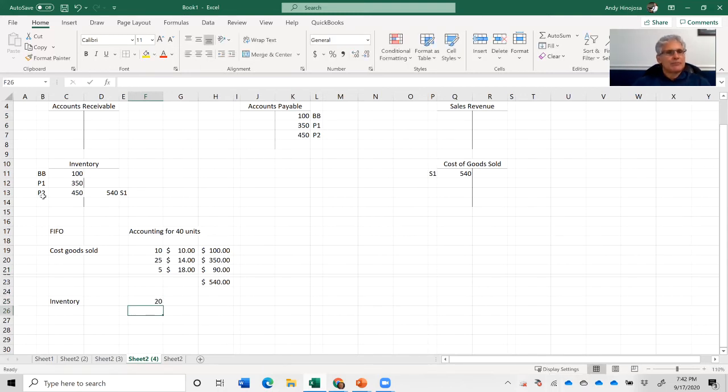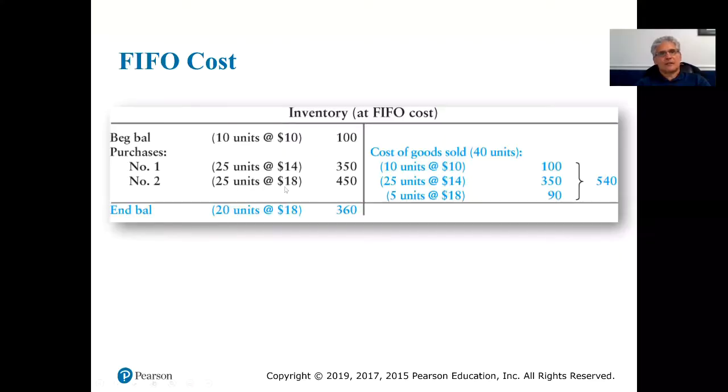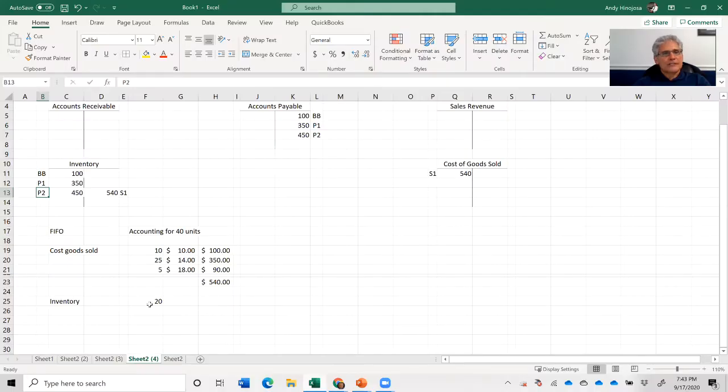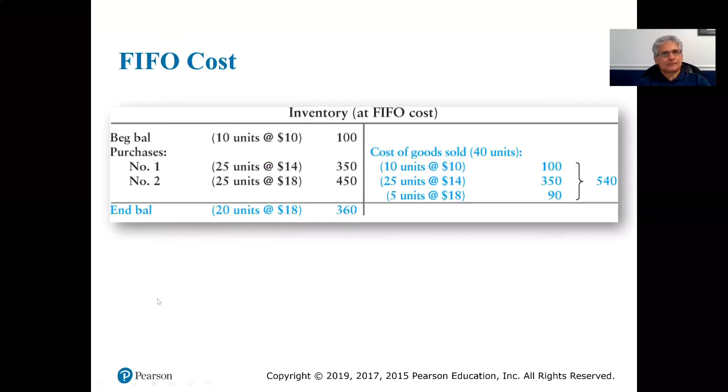Now we've already used up this batch. That went out with the cost of goods sold. We used up all of the second batch as well. That went out with the cost of goods sold. So what we're left with is our most recent purchases. Our most recent purchases were at what price? 18. So all of this 20 that's remaining were part of this 25 units purchase, number 2.